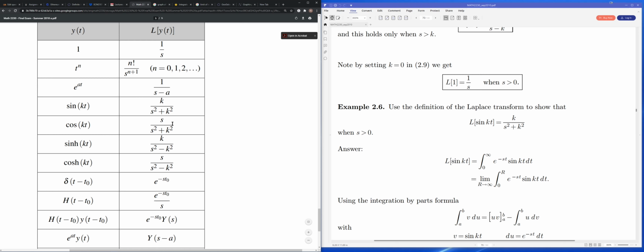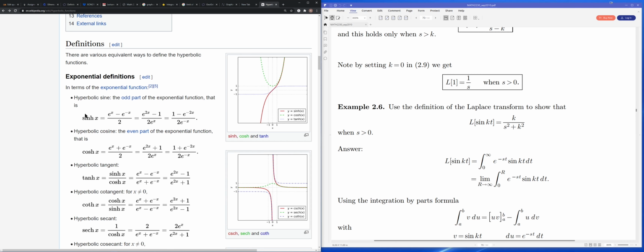So the formula is similar for sine of kt and cosine of kt. The thing is, with the sine you have a constant on top, which is k, and for the cosine you have an s on top, in the numerator.